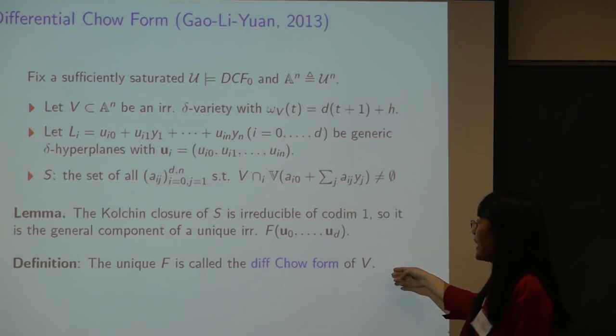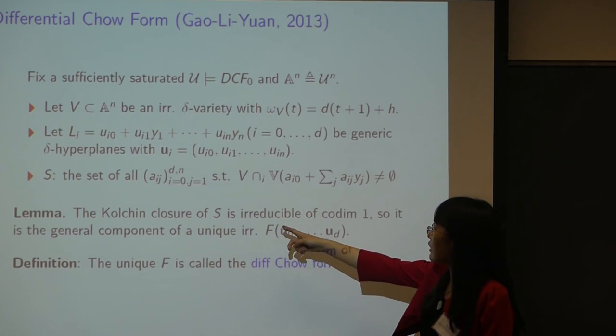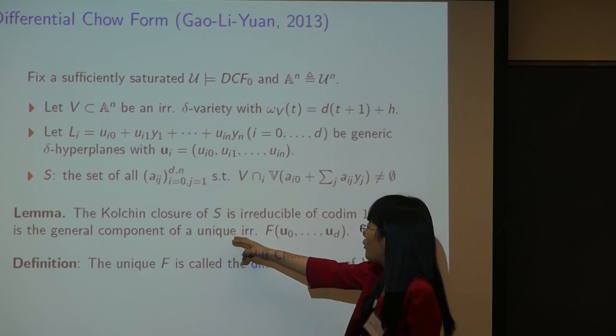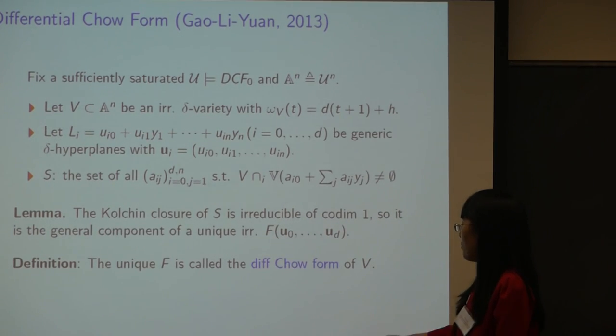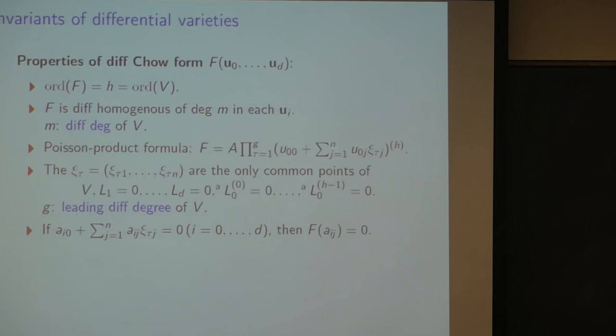Okay. So, by the characteristic set method, we know there is a unique irreducible polynomial f such that the Kolchin closure of this set is just the general component of this polynomial. And we define this polynomial to be the differential Chow form of this variety. So this is the definition of the differential Chow form. And the differential Chow form enjoys a lot of interesting properties. And in particular, it can characterize certain invariants of differential varieties.